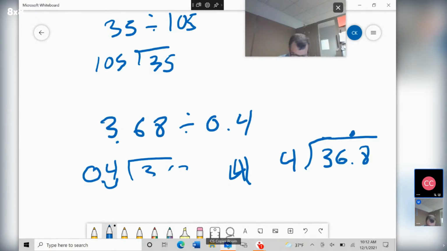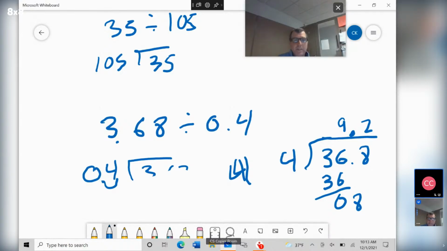Sometimes it's 4 going into 36. It's going to be 9 times. 9 times 4 is 36. That's 0. Then we bring the 8 down. How many times does 4 go into 8? 2. So that's going to be 9.2. Just remember, when there's a decimal in the outside number, we have to get rid of that decimal.